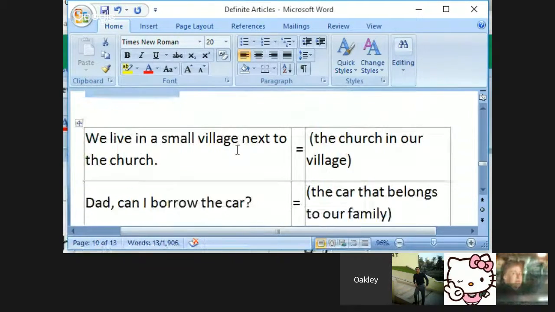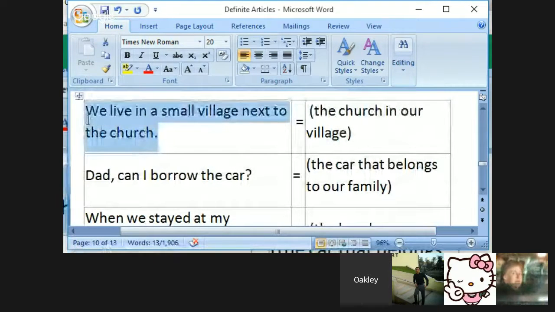Situational use, for example. Situational, this is kind of the difficult one to talk about because it's all about the context, where you are, when you are, who you're talking to when you say it. All right. We live in a small village next to the church. Just seeing this, I can assume one of many small villages in your province, country, whatever, next to the church. I can assume there's really only one church in this small village, because there is only one.